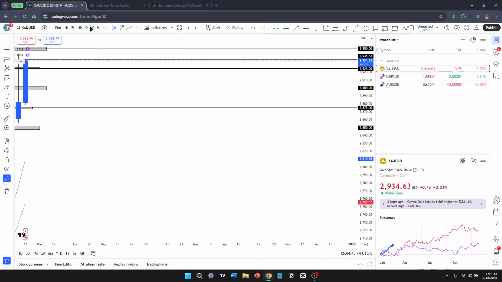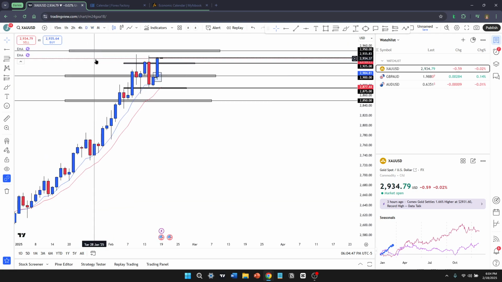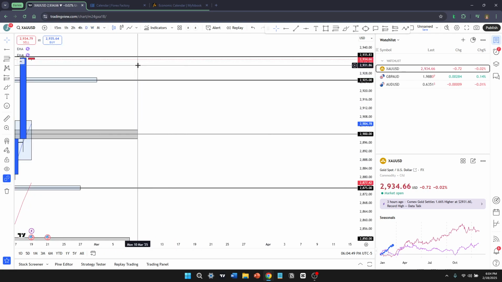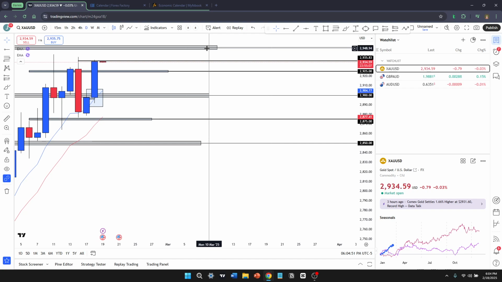Price just closed this huge bullish candlestick, so I want to see if it's going to continue the momentum or come down a little bit and give us some structure. So that's that for gold.